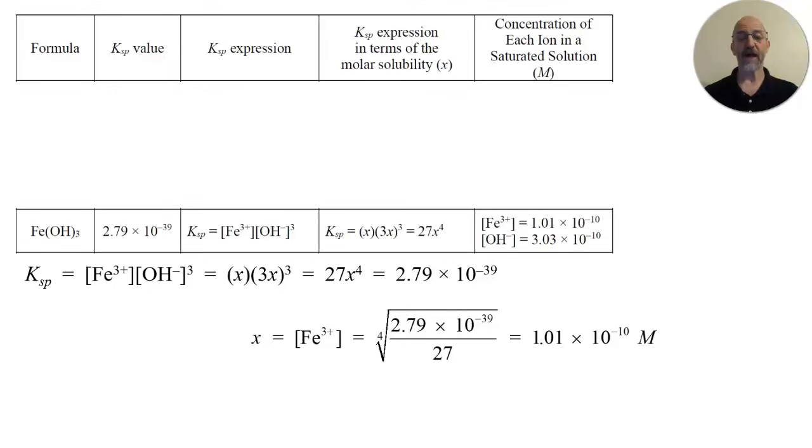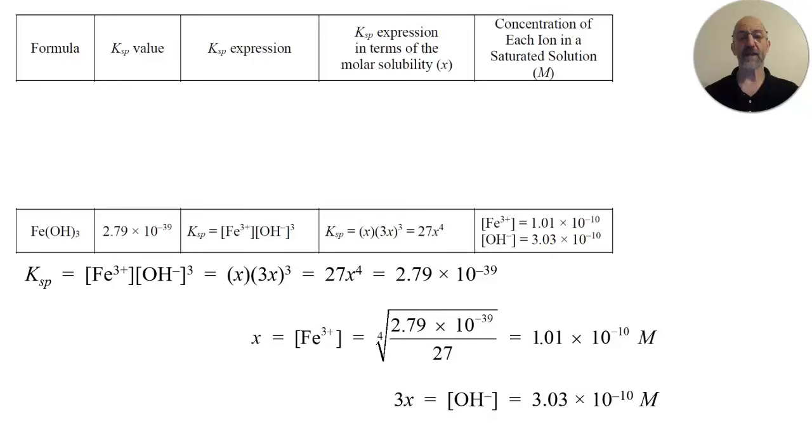So when I did that, I got the concentration of iron was 1.01 times 10 to the negative 10 molar, and then the hydroxide concentration would be 3 times as much. So you can see 3.03 times 10 to the negative 10 molar for the concentration of the hydroxide ion.